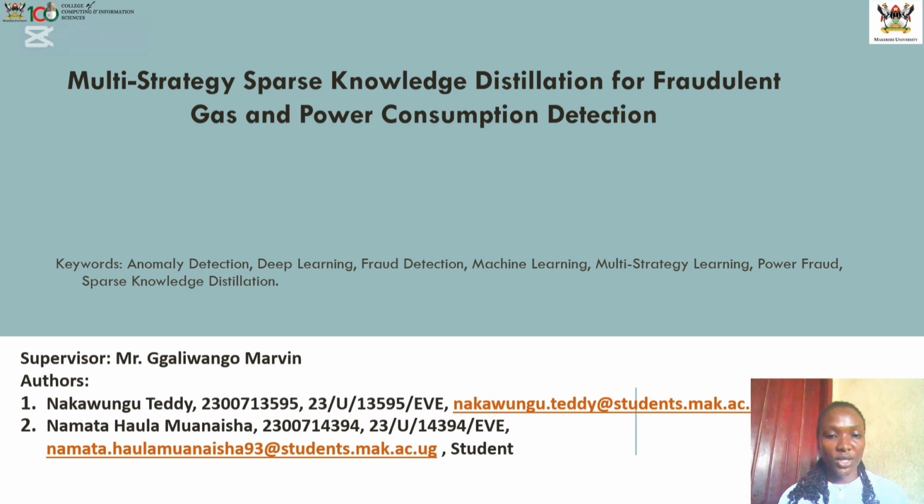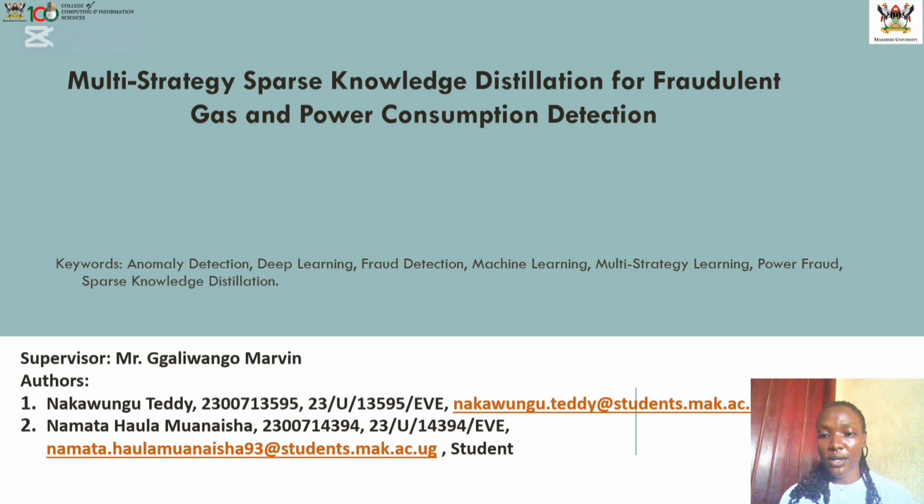We have anomaly detection. This is concerned with detecting unusual occurrences in data. Then we have deep learning. Deep learning is concerned with the use of neural networks to solve complex tasks. Then fraud detection is concerned with detecting these fraudulent activities that we're talking about. Then machine learning is teaching machines how to do tasks, but not explicitly telling them how to do it. Then multi-strategy learning means the use of multiple strategies or techniques in training the model to do specific tasks.